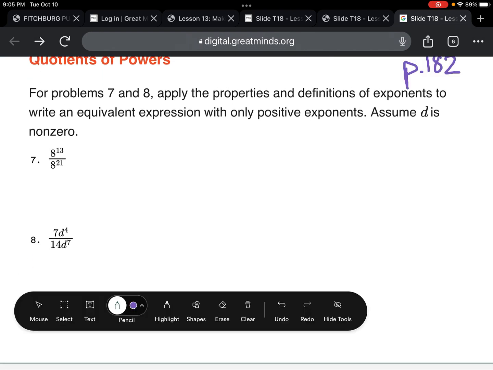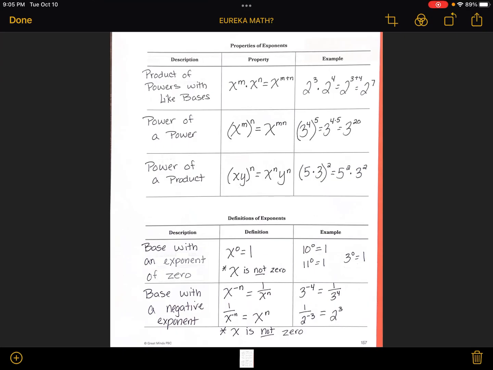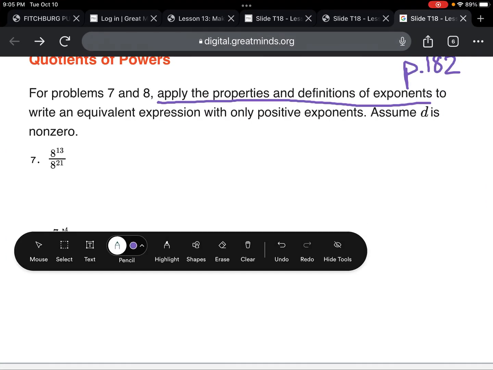Problems 7 and 8. So again, we're going to apply the properties and definitions of exponents, which is that paper that we keep flipping back to, workbook page 157. We're going to apply the properties and definitions of exponents to write an equivalent expression with only positive exponents. We are going to assume that D is not 0.